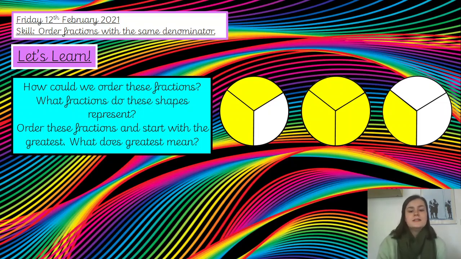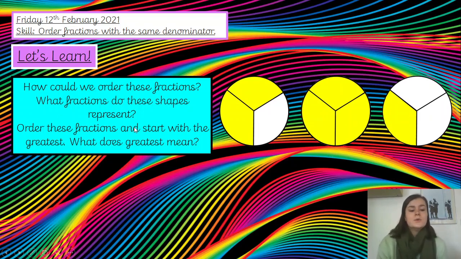Okay, so these fractions represent what? There we go. So we can see they are all split into 3 equal parts. So we know that they are split into thirds. So the denominator is going to be 3 in our fractions. We can then see that this has got 2 parts shaded, so that's 2/3. This one has got 1, 2, 3 parts shaded, so that's 3/3, which is the same as 1 whole, isn't it? And this one has got 1/3 shaded. So we've got 2/3, 3/3 or 1 whole, and 1/3 shaded.